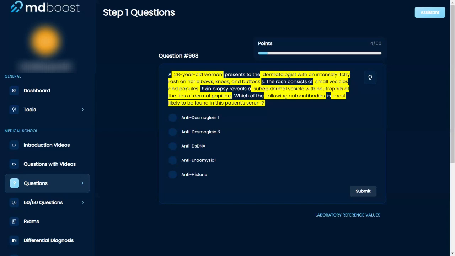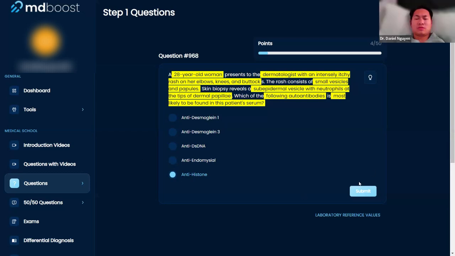So it's not any of the desmogleins. I know that one because those are related to blistering, and this is not a blister. What I think is that it's an antihistone, because I remember seeing antihistone with rashes. I believe.